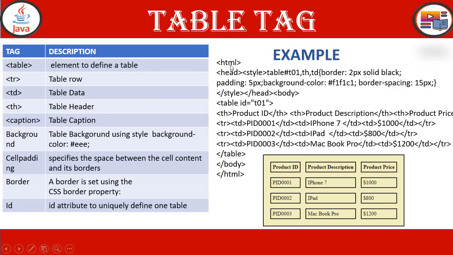So when we have a table tag, we provide the table header. As you can see here, product ID, product description, product price. So all these are table headers. That's why they are bold. It is bold by default when we say it's a header.